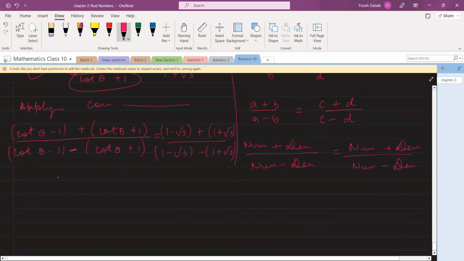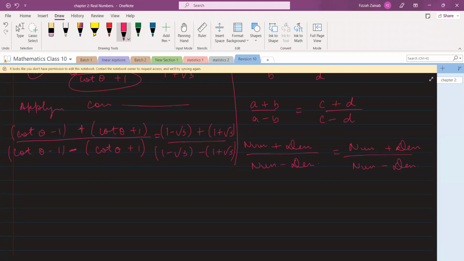Okay. So now if I open the bracket, you have a plus sign. So cot theta plus cot theta, you get 2 cot theta, and then minus 1 plus 1 will get cancelled, right? Now the denominator. If you open the bracket first of all, then you have minus, so change the sign. This is cot theta minus 1, right? Similarly here, this root 3 will get cancelled out from the numerator and only 2 will remain, right?